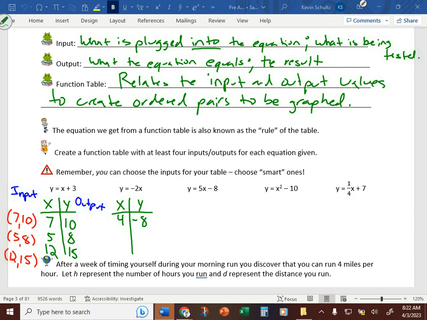Lily, give me a number. 2. If we plug in 2 for x, now our equation says y equals negative 2 times 2, what's the result? What's the output? Peyton, what do you get? Negative 4. Okay? When x is 2, y is negative 4.